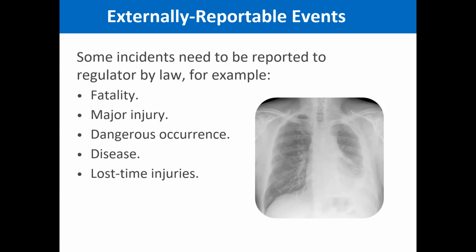Okay, so there are some accidents which have to be reported externally. The accidents which you need to report externally include fatality, major injury, dangerous occurrence, diseases, and lost time injuries. Again, externally, who should you report it to? You should report to the local authorities, the police, OSHAD, or whatever the other authorities are.